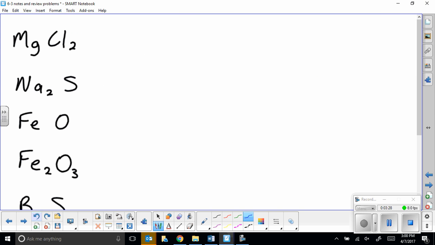Now if we're looking at the names of binary compounds, again, we just follow our rules, which is write the name of the first element, name of the second element, and if it's a binary compound, so it's just chlorine, we're going to change that to chloride. So this one here is going to be magnesium chloride. That's all there is to it.